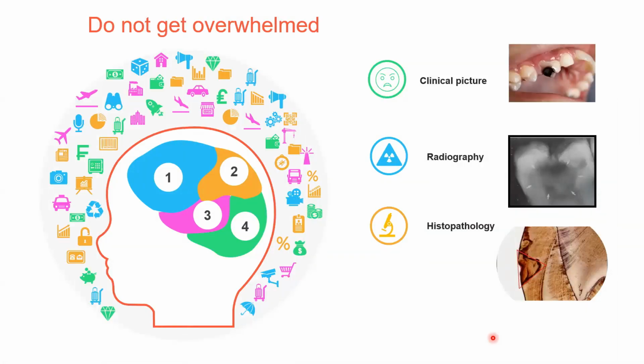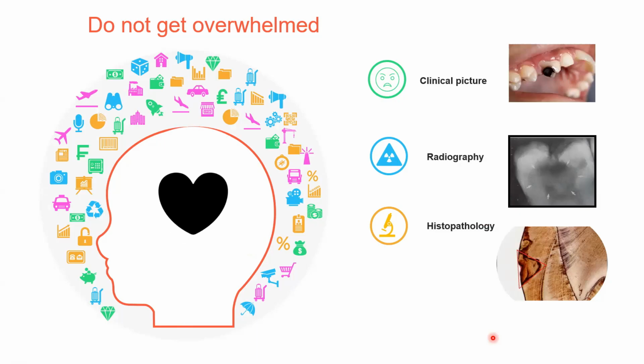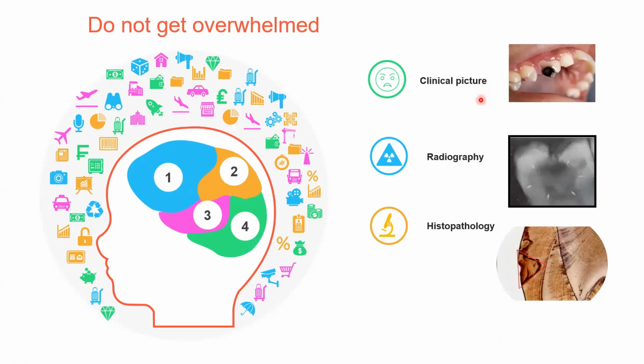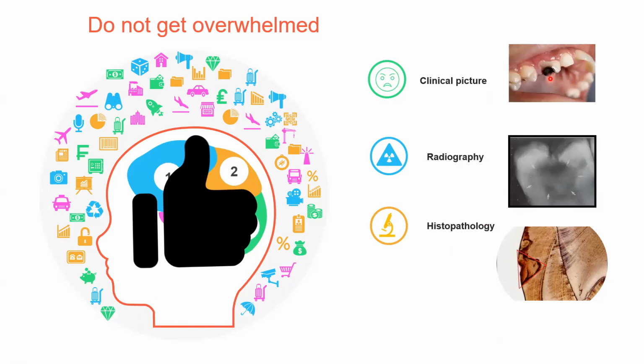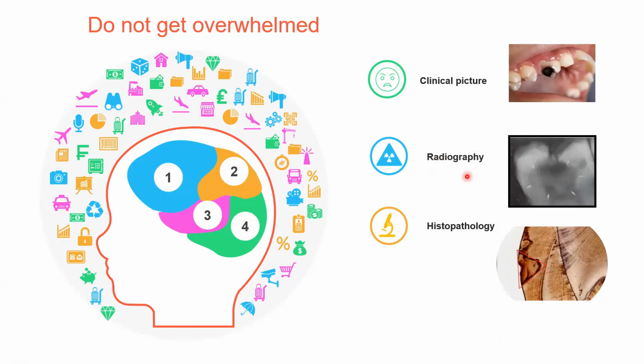So, like I always say, do not get overwhelmed. Just remember the clinical picture, radiography, and histopathology of enamel caries. So, clinically, in the beginning, it appears as chalkiness or opacity and eventually turns into bluish white color, discoloration, and eventually yellow, brown, or black discoloration. Radiographically, of course, we can identify whenever there is mineral loss, and histopathologically, there are 4 zones: translucent zone, dark zone, body of the lesion, and surface zone.